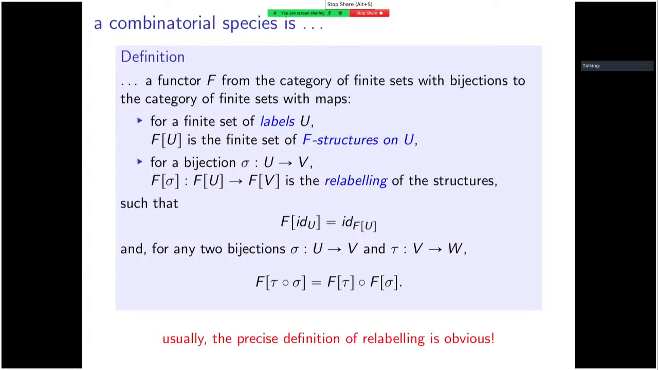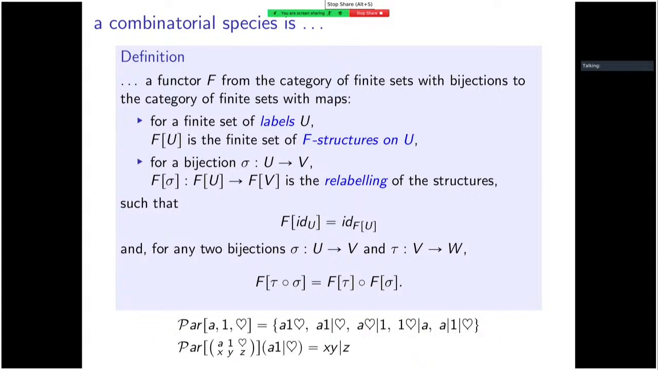And as I already said, usually the precise definition of relabeling is obvious. You can define some very obscure, esoteric species where you will actually have to state what the relabeling does, but usually it's obvious, and that's the power of species. So what we want to do is we want to play, and we don't want to think. That's the deal.